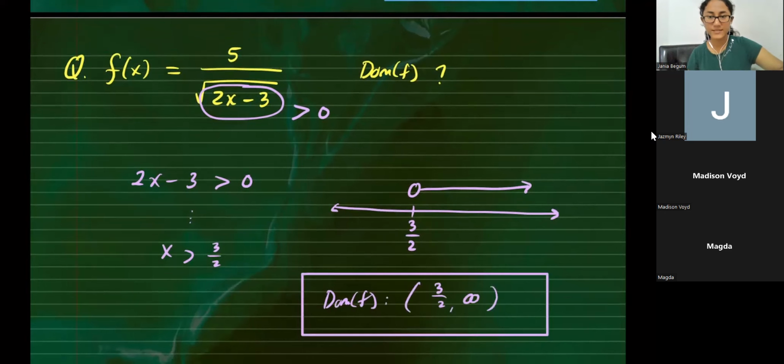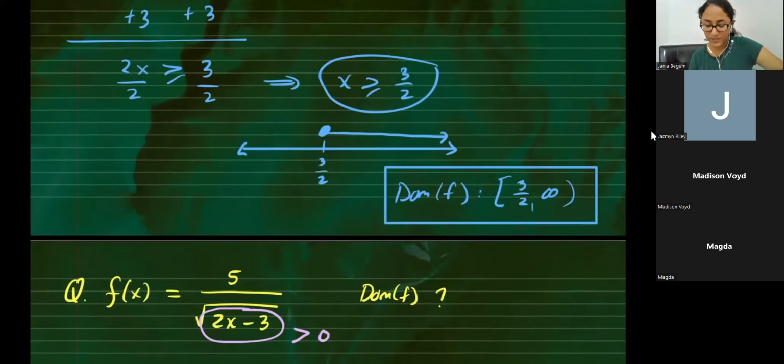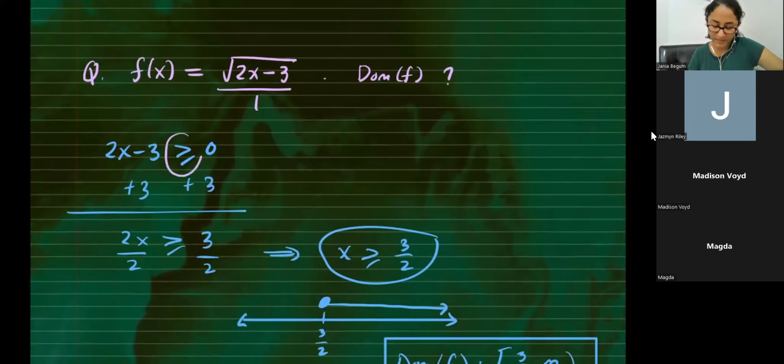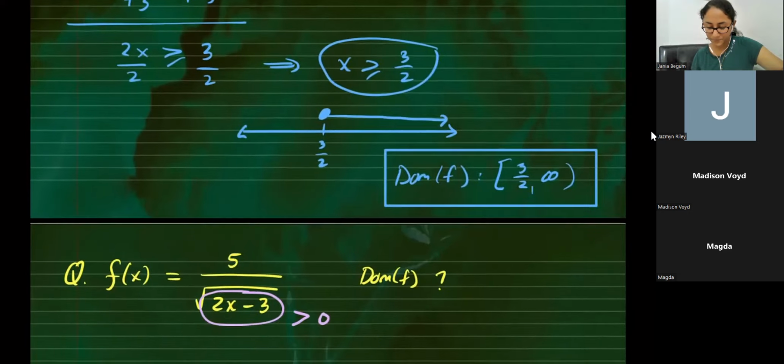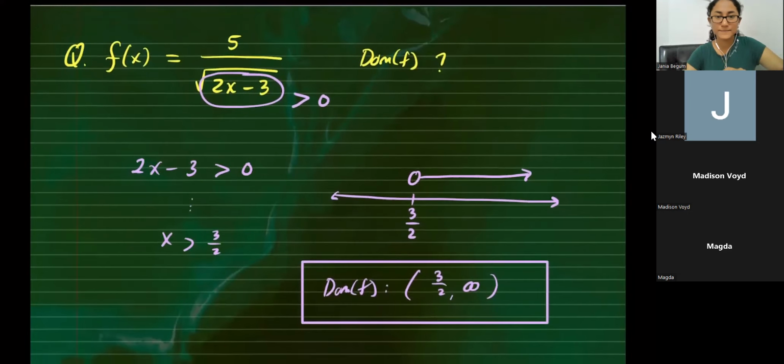So note the difference. If the radical is on the denominator, then it cannot be equal to, it's strictly greater. Whereas this one, if the radical is on top, then it's greater or equal to. That's the difference between having the radical in two different places. Let me know if this makes sense.